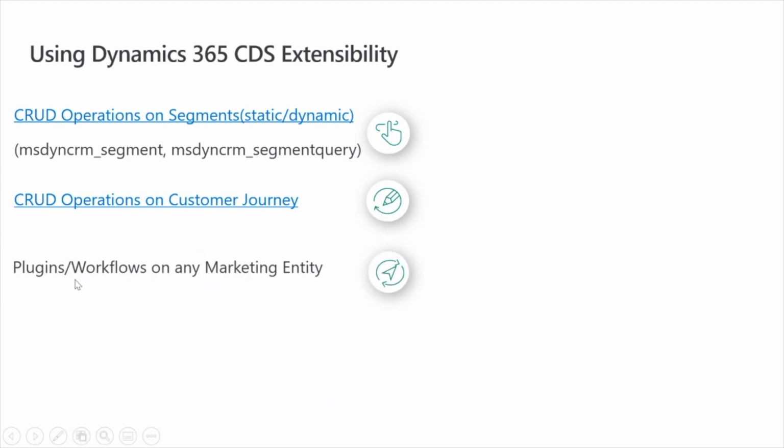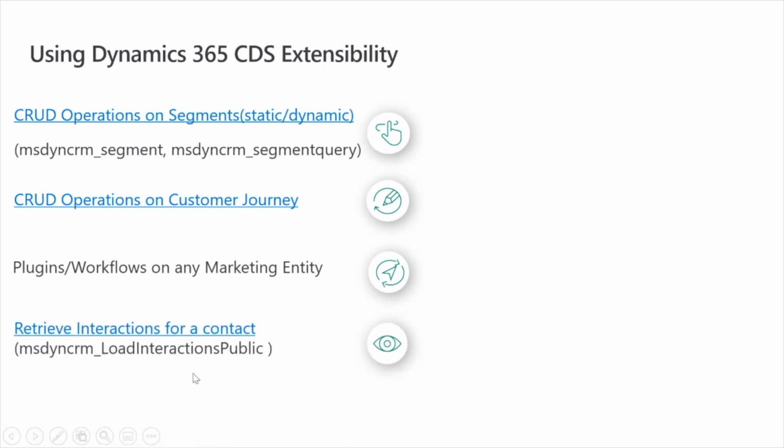So you can use plugins and workflows. This is pretty straightforward, and this could be important. There is an action which is called load interactions public. It can be used to retrieve interactions for a contact programmatically. This action is really useful for responding to some requests, especially the get my data requests, in order to fulfill GDPR compliance. Let's say that a customer came to the company and said, let's share my information with me, and then you need to also provide the information of that contact, which resides in the Azure Blob storage as well, in the marketing services as well. So this particular action is very useful around fulfilling these particular requests.